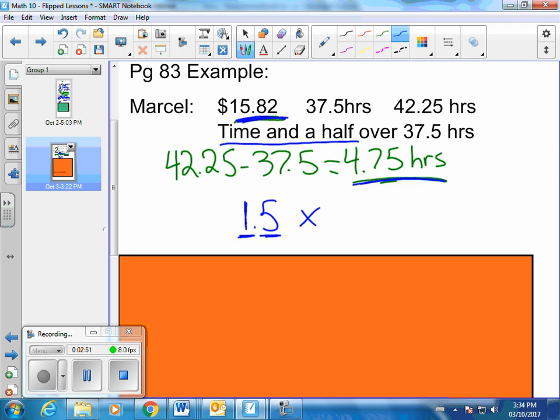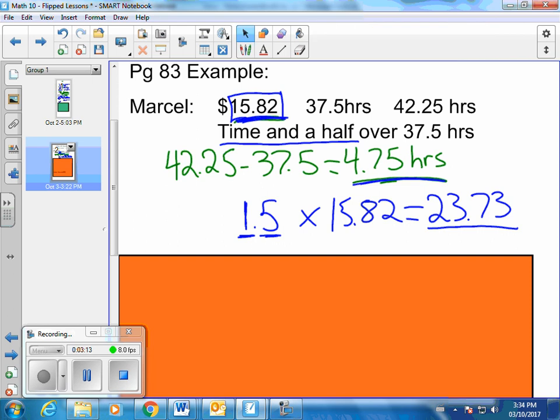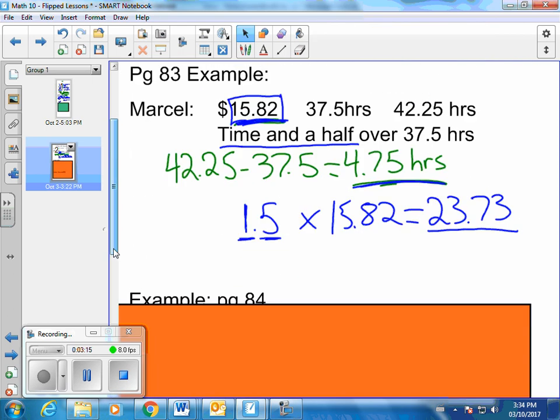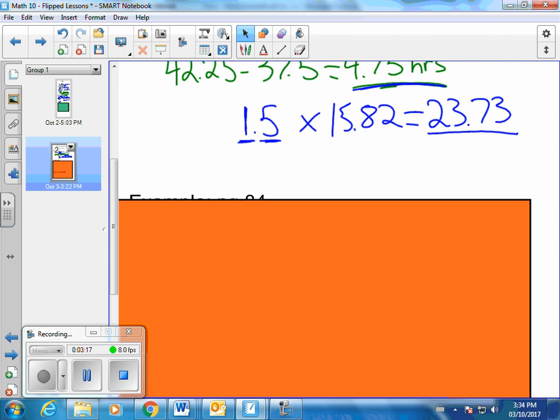So we're going to figure out his wage: 15.82 dollars times 1.5 gives us $23.73. So for those 4.75 hours that Marcel was working, instead of his normal $15.82, he's actually making $23.73 for every hour of work. Now we take that number and simply multiply it by the number of overtime hours he worked.